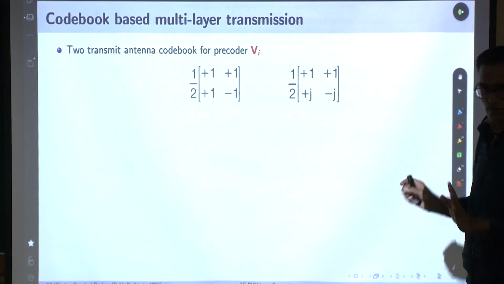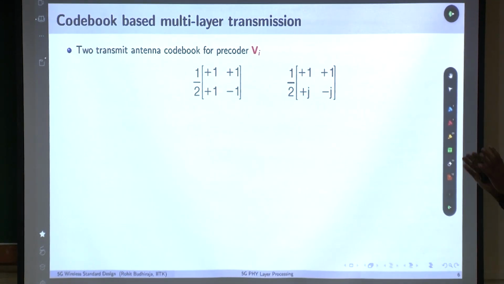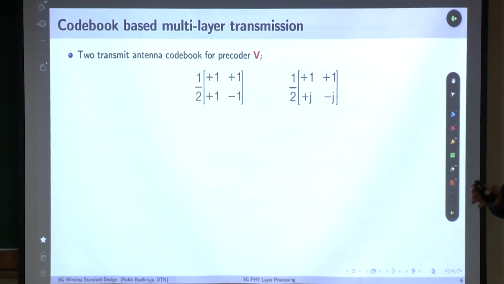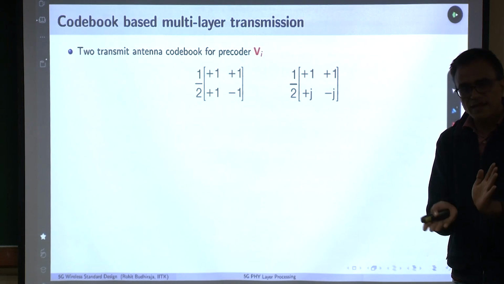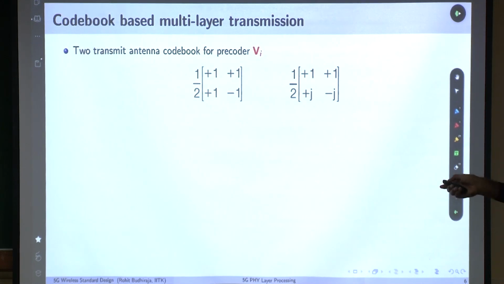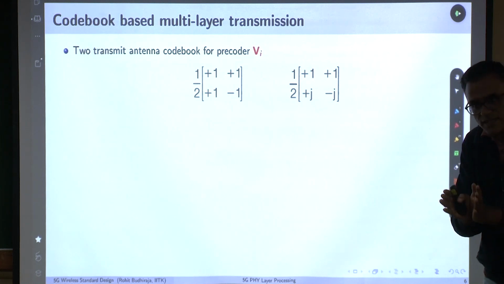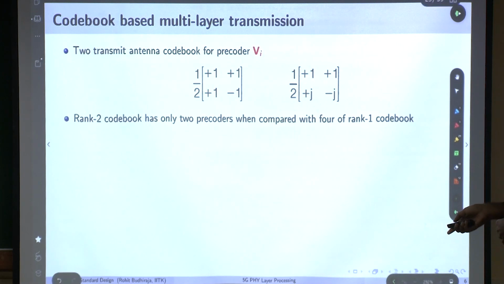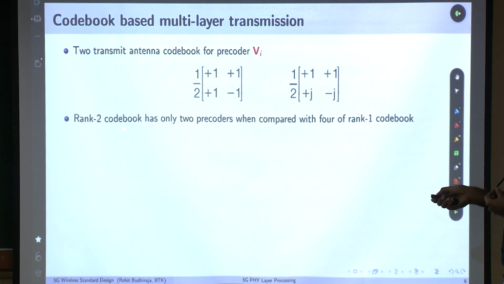So you see this is a codebook. I'm taking a simple example. I've simplified it because if you look at 5G, the number of base station antennas is 64. So I've reduced the system for us to understand what is happening. So this is a 2 transmit antenna codebook, only 2 entries, so 1 bit feedback. One of these entries needs to be transmitted back to the base station by the user, and what the user has done is it has estimated the channel H. So the first thing you notice is the rank 2 codebook has only 2 precoders when compared with 4 of rank 1. So I've simplified it.